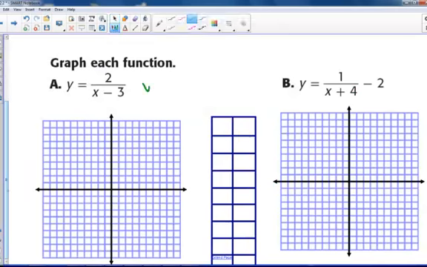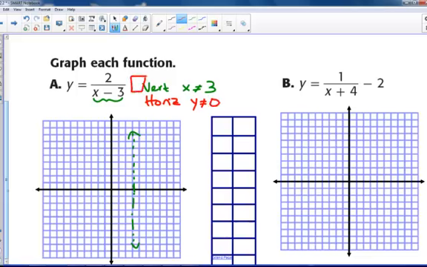So my vertical asymptote is that x is not going to equal 3. If it did, that would be 0. And my horizontal asymptote, y is never going to equal 0. There's nothing added, so that's how I'm getting 0. Therefore, I know my graph is going to lie somewhere in this quadrant and somewhere in this quadrant, looking like this. Let me get rid of those two.